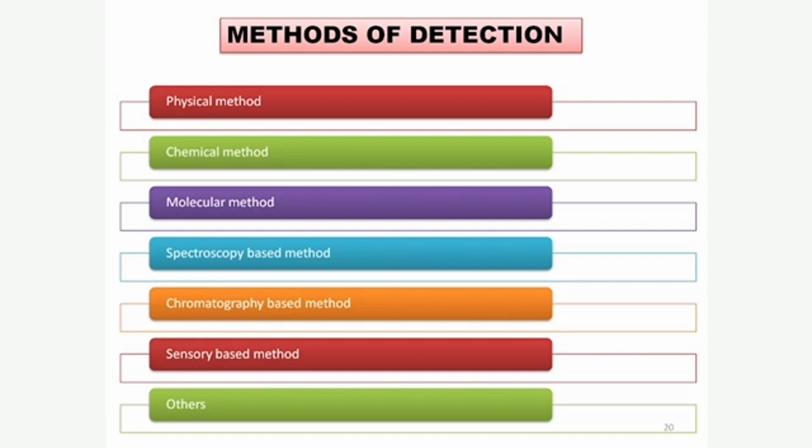The second is the chemical method, or we can say the biochemical techniques, which include a range of methods: chromatography methods, spectroscopic methods, sensory based methods, and molecular methods. In molecular methods, we generally use the polymerase chain reaction, which identifies the saffron's DNA. And in spectroscopy, we use various methods.